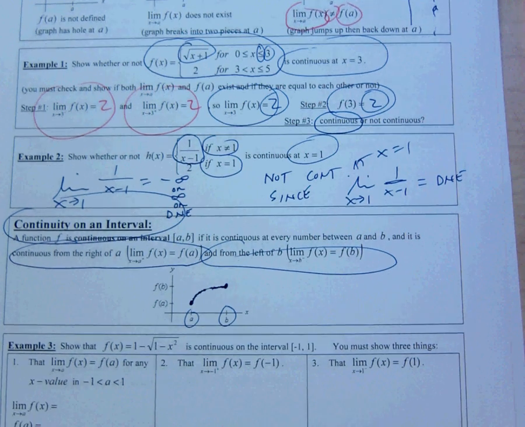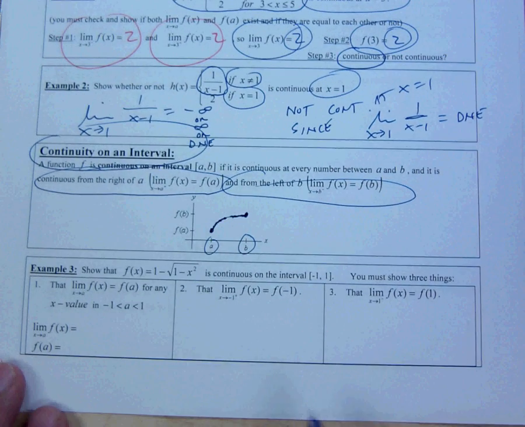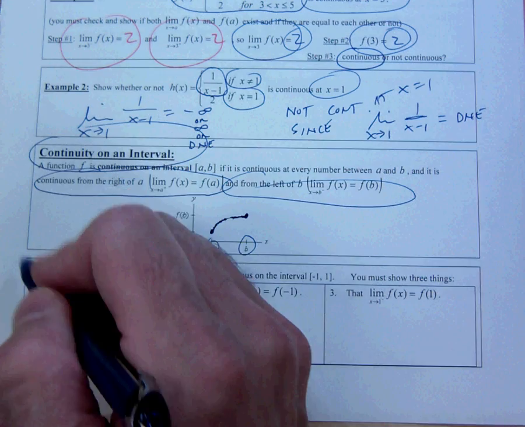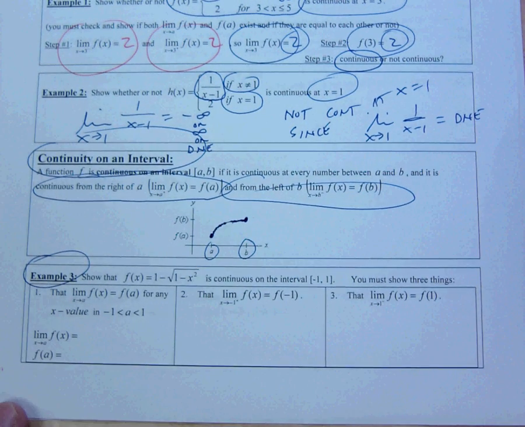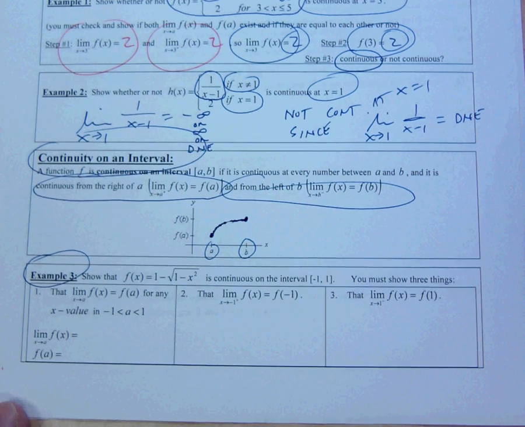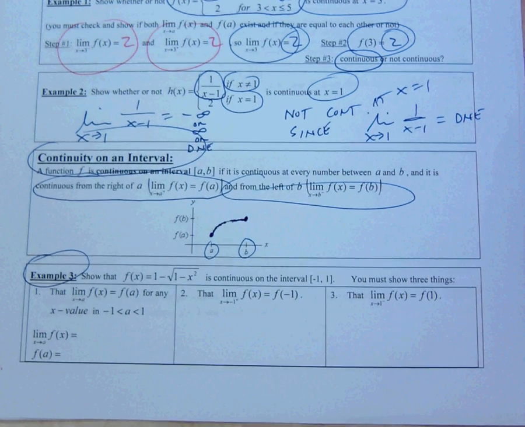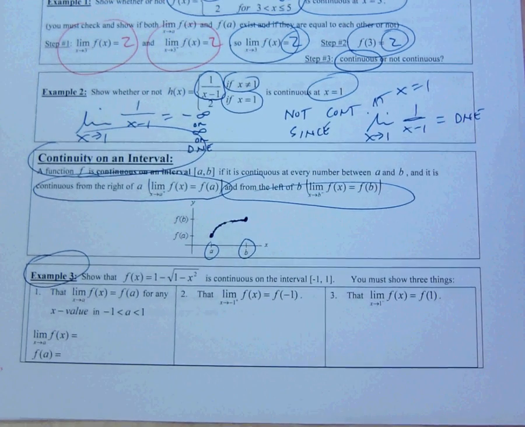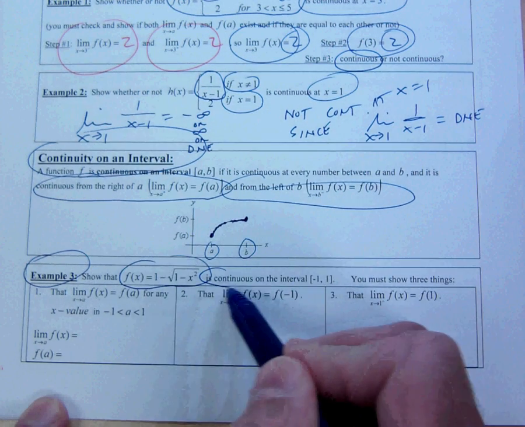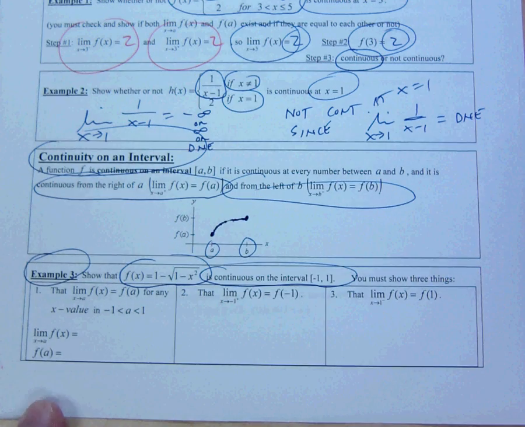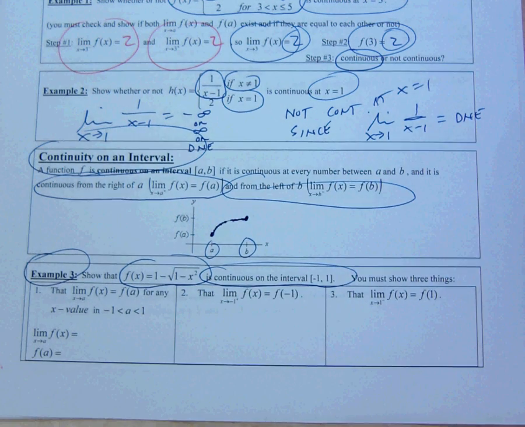All right, so, okay, this example might seem repetitive, I mean, as far as the steps go, but I do technically have to go through all this, okay? So watch what I'm going to do real quick. Please write this down in the space I gave you. Okay, I want to show that this function is continuous on the entire interval -1 to 1. Are you ready? Okay, there's three things I have to show.